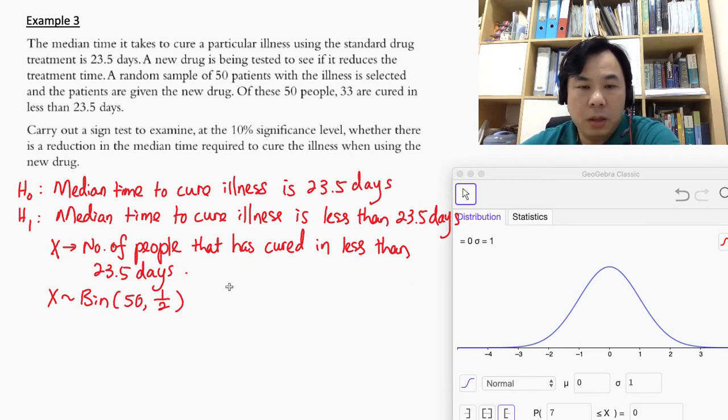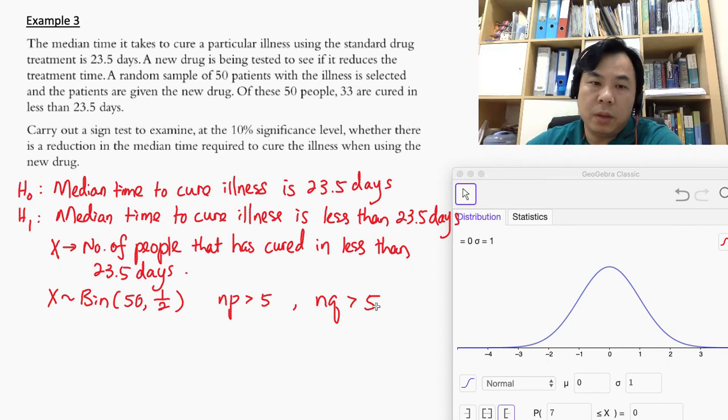Right. Now the criteria for a good approximation will be that np must be greater than 5. At the same time, nq must be greater than 5 also. By using this value, it's quite obvious that the number of trials multiplied by p is greater than 5. The n multiplied by q is also greater than 5. Therefore, it's a good approximation here. Right? By using the approximation, we can convert this binomial distribution using normal distributions.